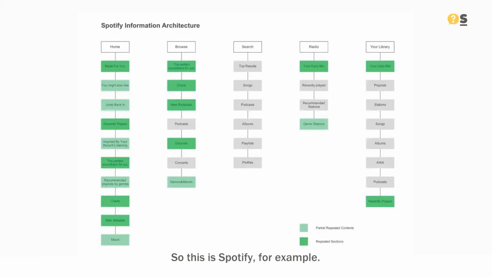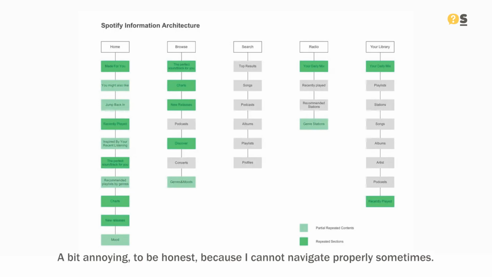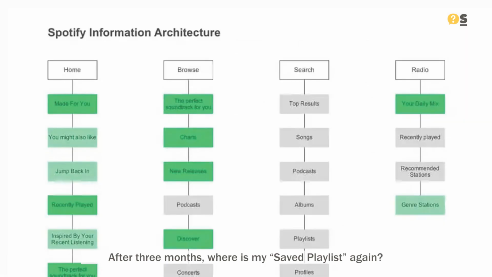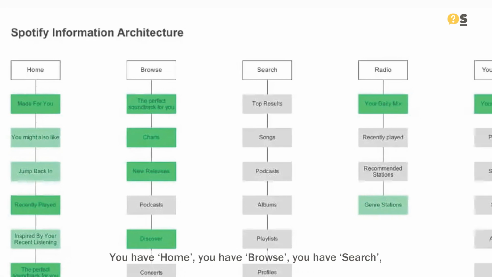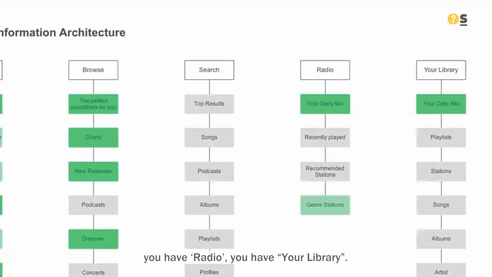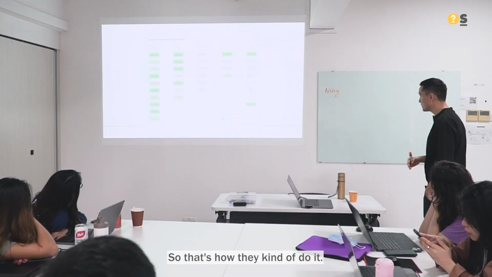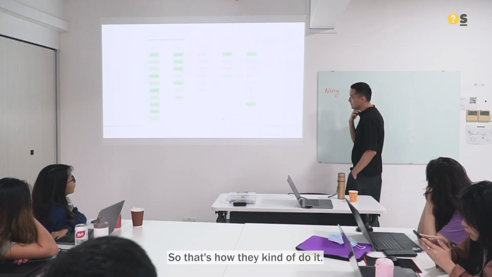So this is Spotify, for example. They update it all the time, right? Spotify updates the information architecture all the time. A bit annoying, to be honest, because I cannot navigate properly sometimes. After 3 months, I'm like, where is my saved playlist again? But this is an example of how you would do it. You have home, you have browse, you have search, you have radio, you have your library. So that's how they kind of do it, right?